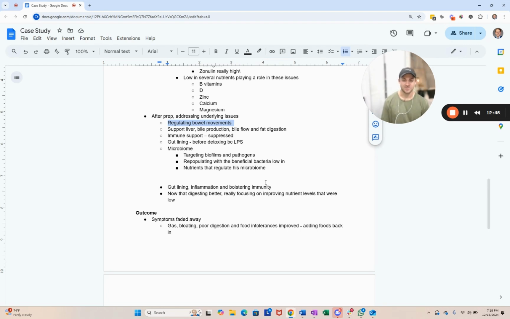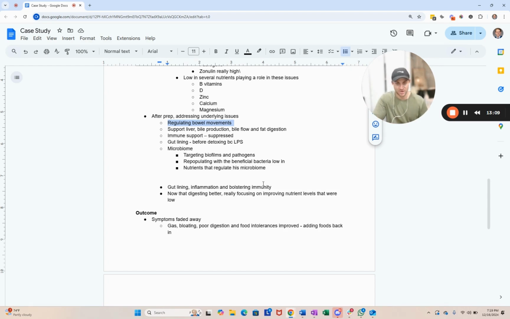The last thing here in terms of the preparation or the foundational things was gut lining. So if he's dealing with really high levels of zonulin, leaky gut, and you start that detox, you start killing off some of these pathogens, what you don't want to happen is these toxins, these harmful substances getting into the bloodstream, and now they become a systemic issue. So what we did is focus on several things up front that can help re-strengthen his gut lining.